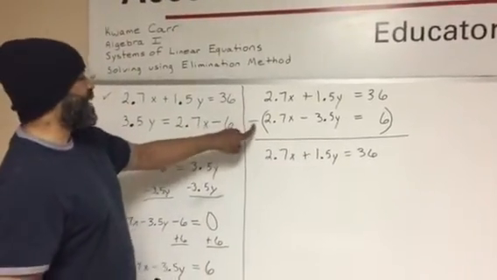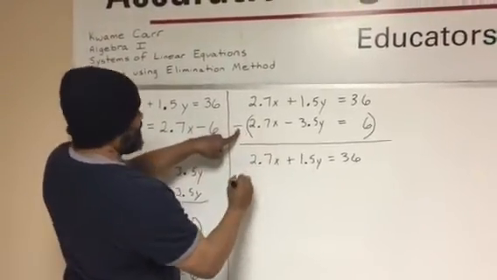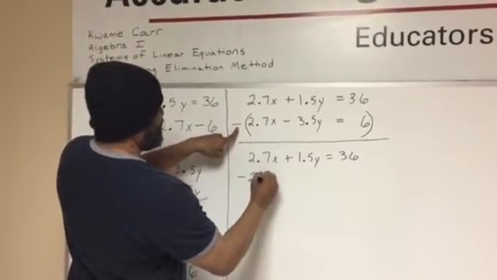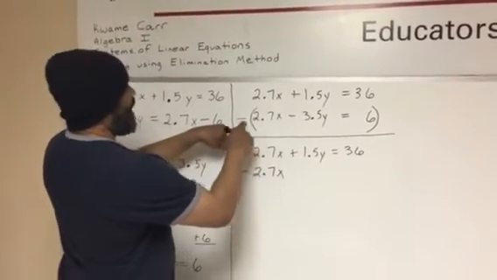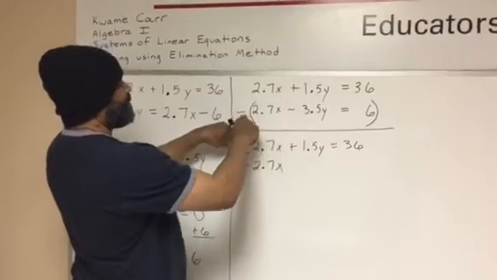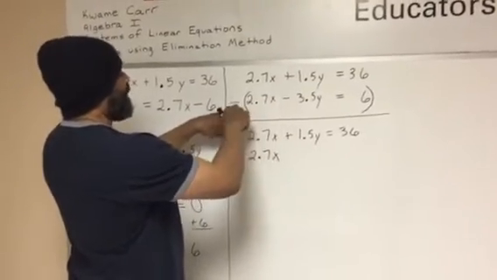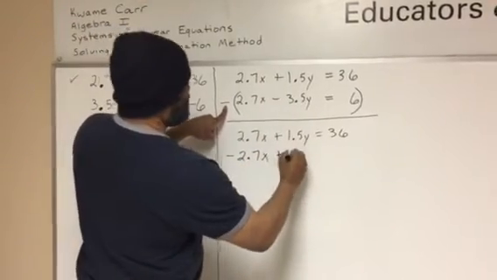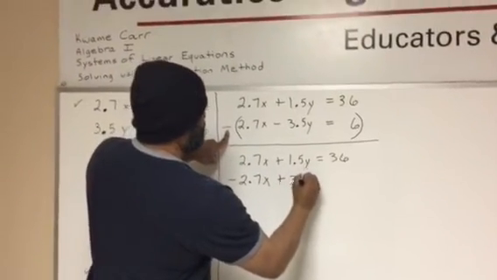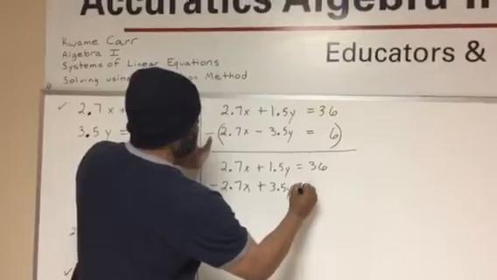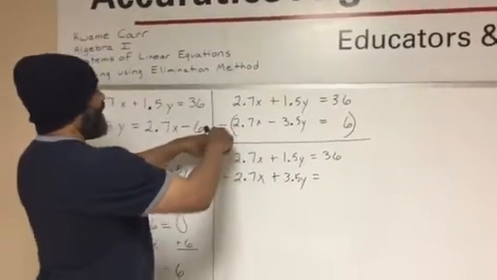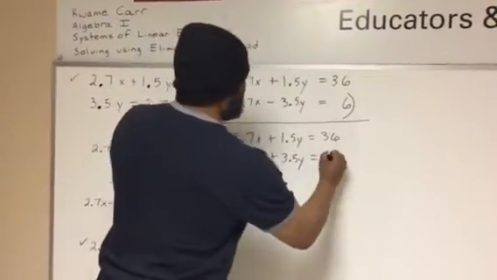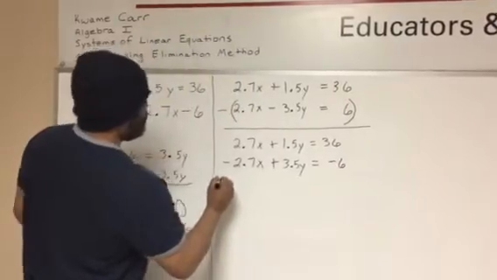The opposite or the negative of 2 7/10 x is minus 2 7/10 x. The opposite of a negative, or negative times a negative, if you will, is a positive. 3 5/10 y. My equal sign is here, just bring it down. And the opposite of 6 is negative 6.